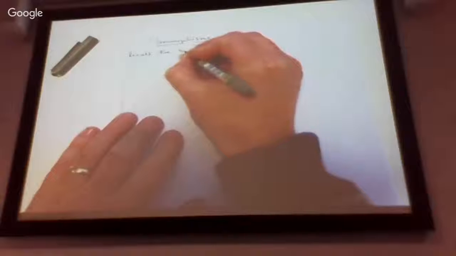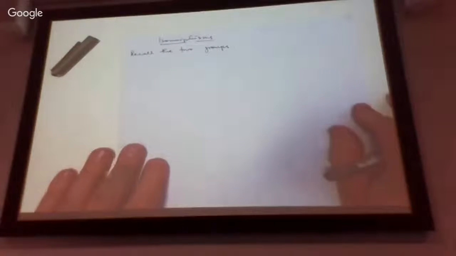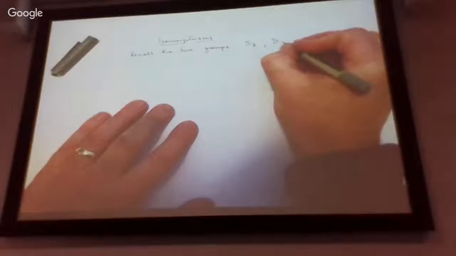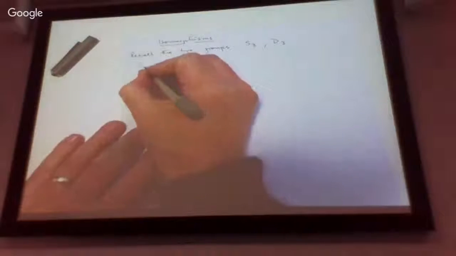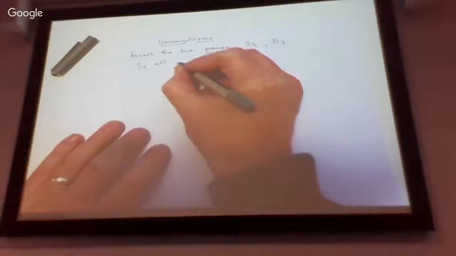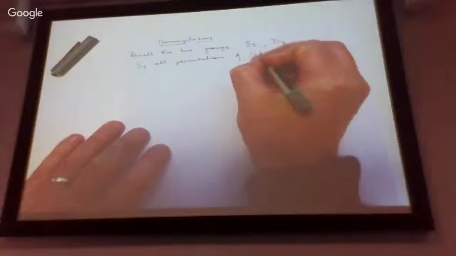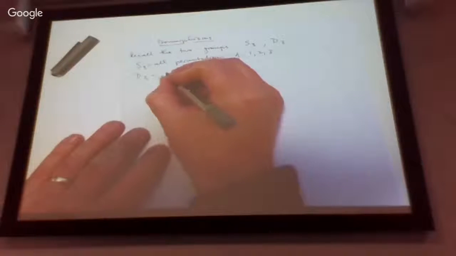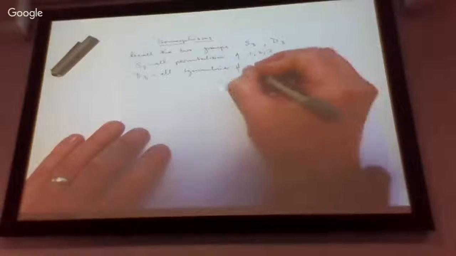So recall the two groups. One clear example we saw was when we looked at the groups S3 and D3. Remember, S3 was all permutations of three objects, all permutations of the symbols 1, 2, and 3. D3 was all symmetries of the regular triangle.